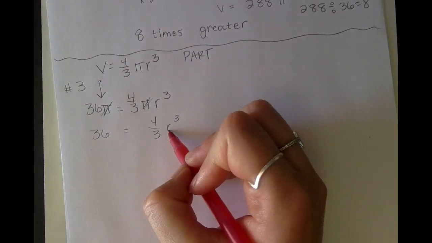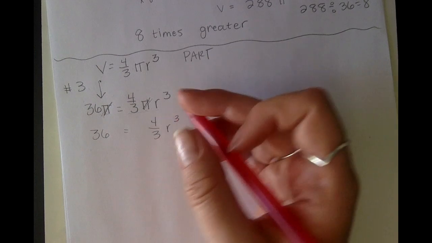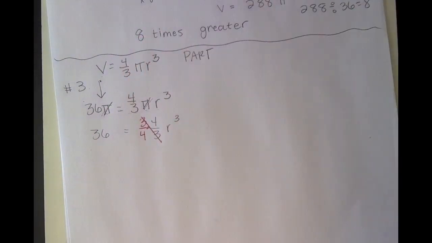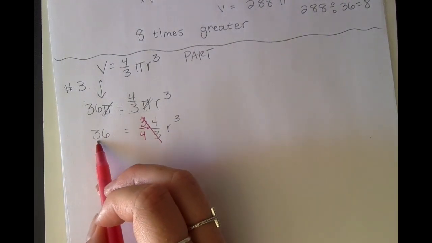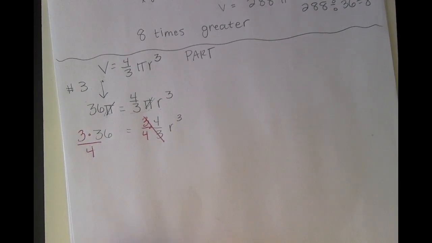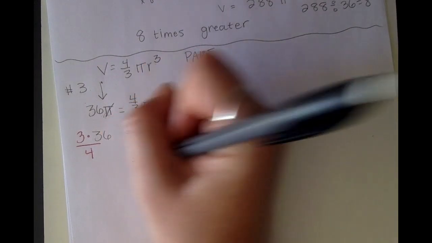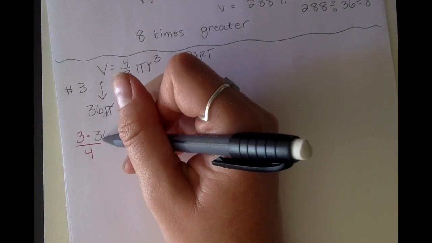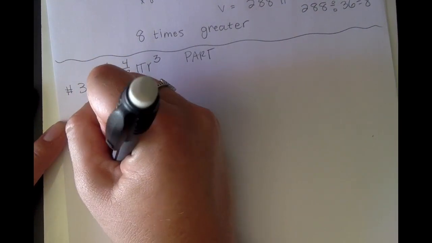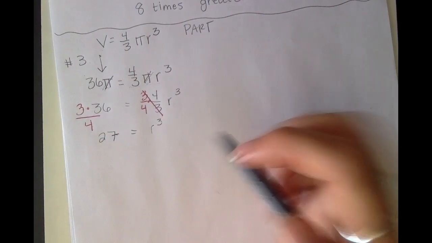So I want to get r alone, and there's a 4/3 being multiplied to it, so I can multiply 4/3 by its reciprocal, because that is going to then cancel itself out. But what I do to this side, I must do to this side, so then I'm going to multiply this side by 3/4 and solve from there. So this cancels out, I'm left with r cubed, and then 3 times 36, and then I'm going to divide that by 4. That's going to equal 27. So 27 is equal to r cubed.